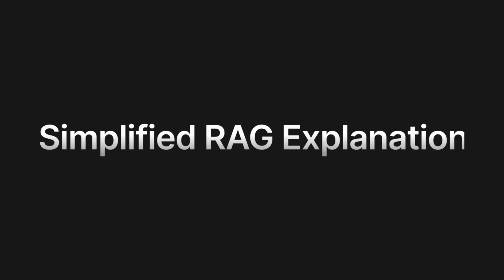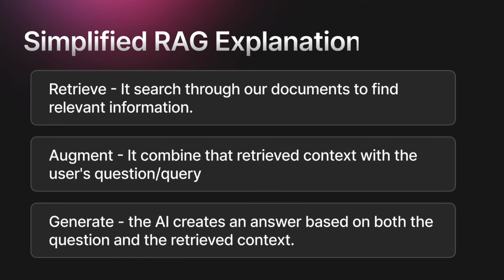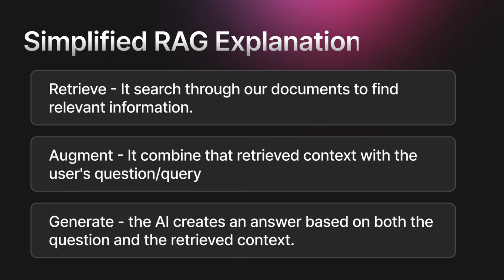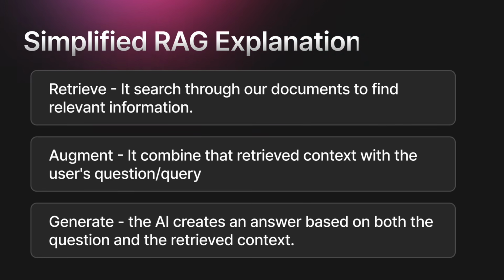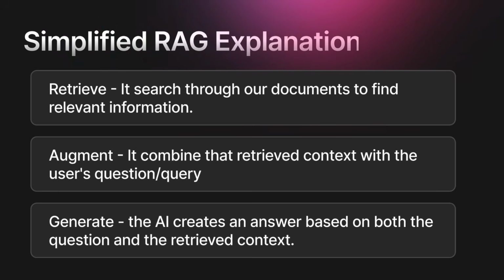So here is how RAG works in 3 simple and basic steps. First, retrieve. It searches through our document to find relevant information. Second, augment. It combines the retrieved context with the user's question or query. Third, generate. The AI creates an answer based on both the question and the retrieved context.